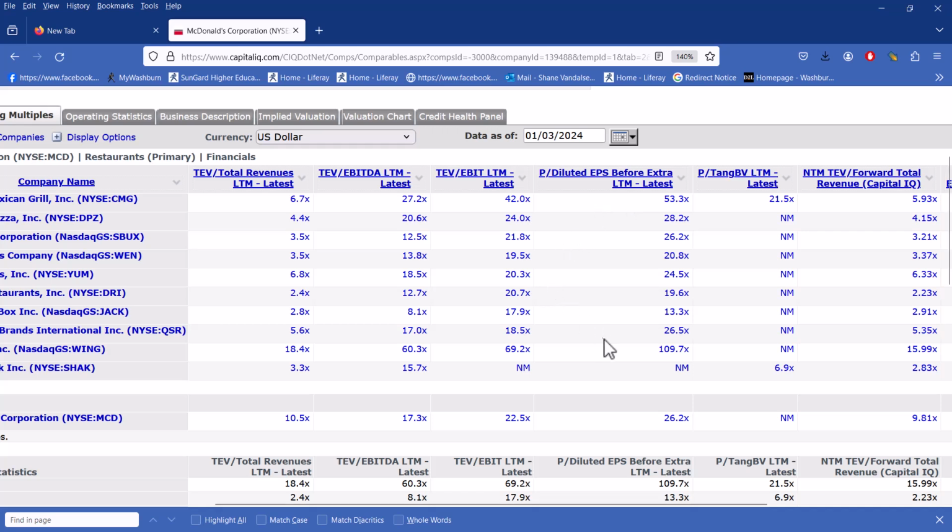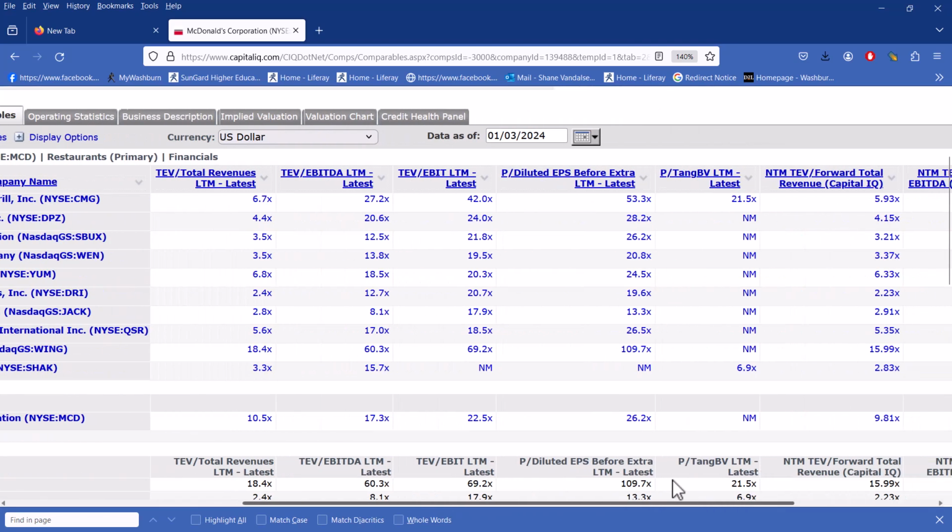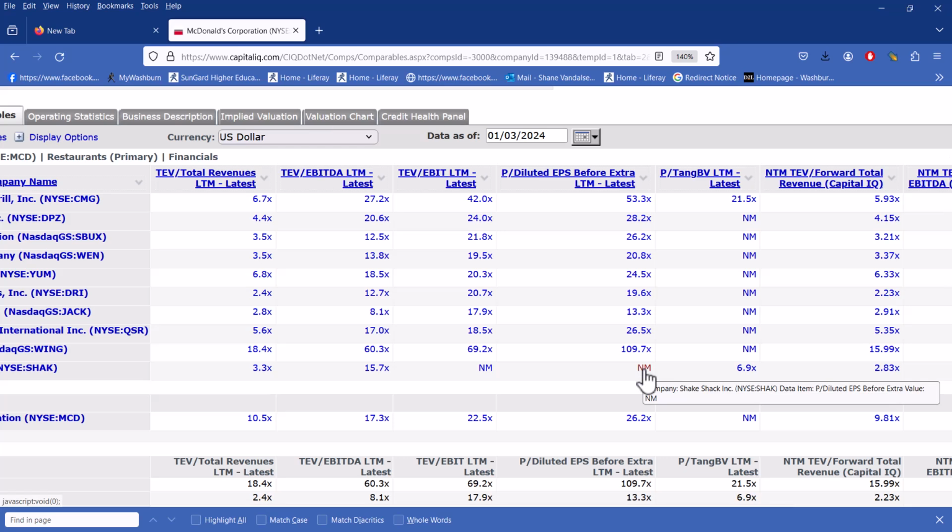So we can see here, common thread, Chipotle, this top line here, is much higher than McDonald's. People have higher expectations for that firm based on its earnings per share. I mentioned there being an error term. So in this case, if we look at the bottom one here, Shake Shack, they're not showing what that value is, and it's likely because Shake Shack had negative earnings for that period of time.